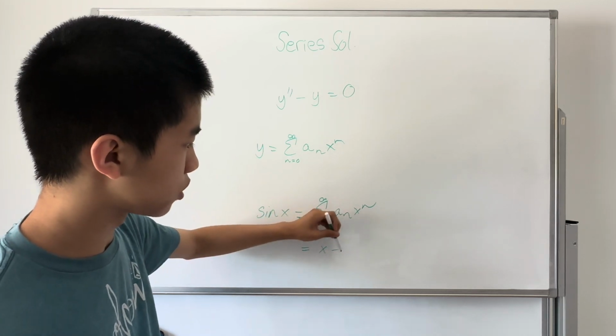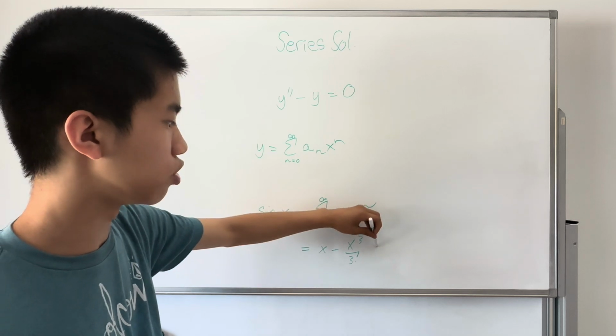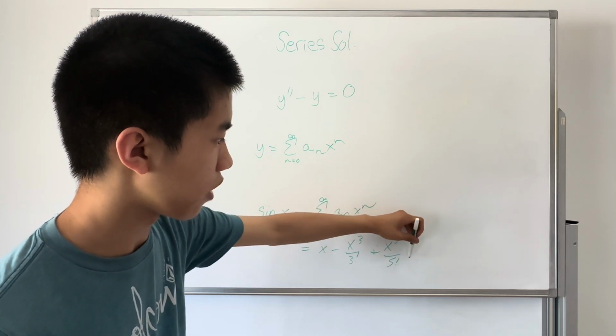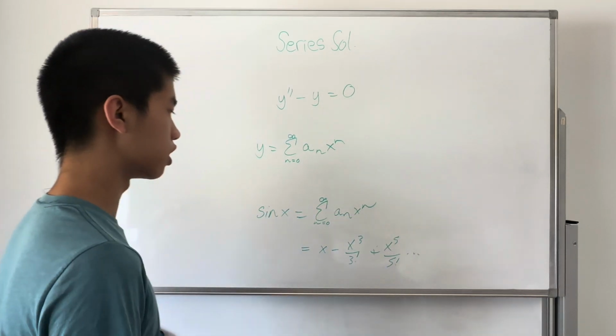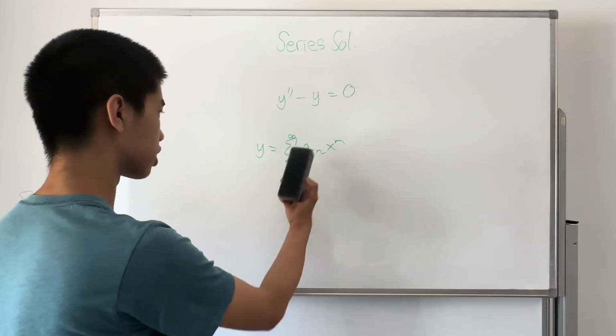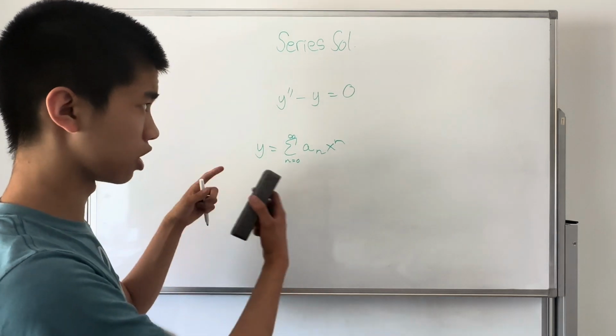If you expand it out, it should be x minus x cubed over 3 factorial, plus x to the 5th over 5 factorial, and so on, where we know what the coefficients are. So the point of series solutions is to find the coefficients. So how do we solve this?